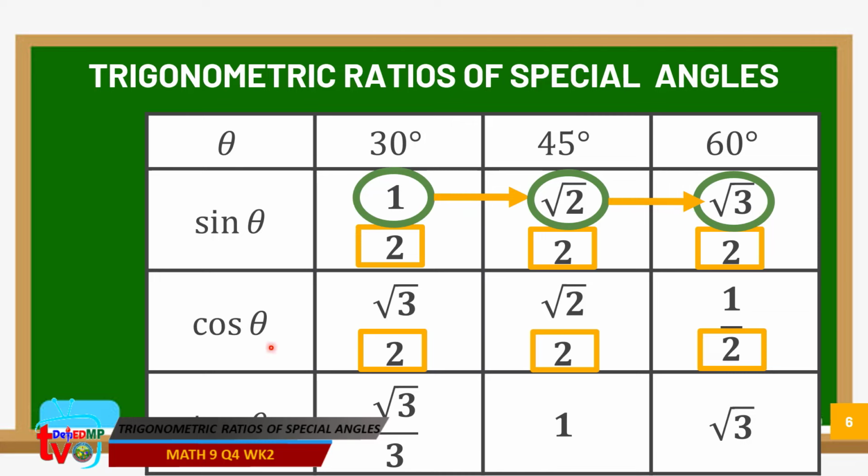And for the cosine ratios, it is the other way around. It is decreasing. So we have square root of 3, then square root of 2, then 1. So there we have the patterns if you want to memorize the trigonometric ratios of special angles.